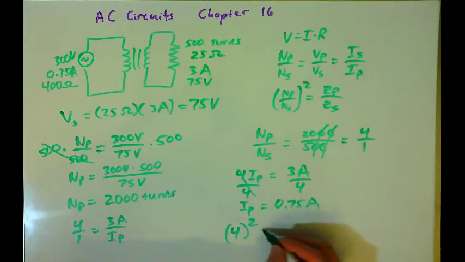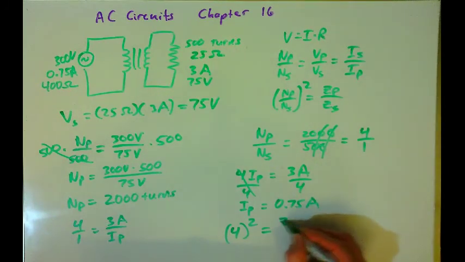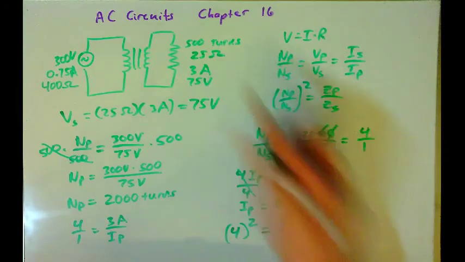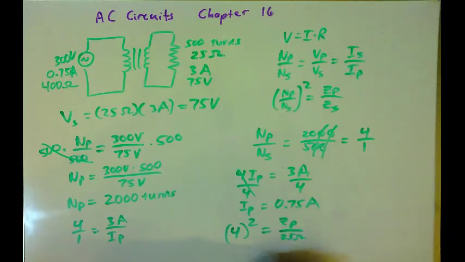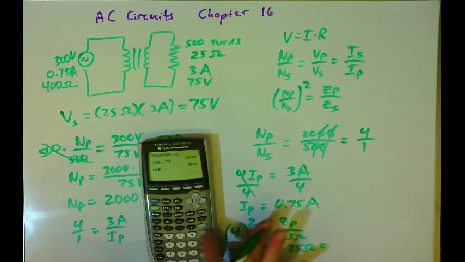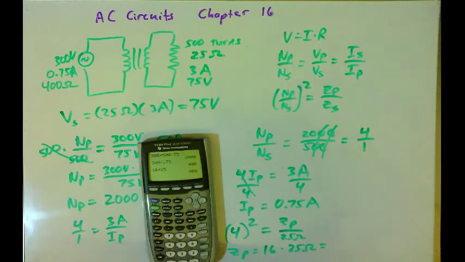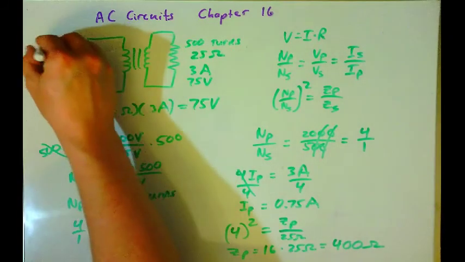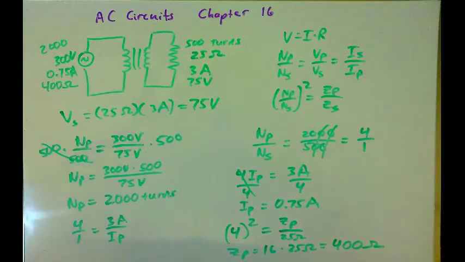That gets squared. And this should be equal to the primary impedance, which I'm going to check and see if I get the same answer, divided by the secondary impedance, 25 ohms. So the primary impedance should be 16 times 25 ohms, and 16 times 25 is 400. So you see I got the same answer. And so now we've solved for all of the information, 2,000 turns over here, and now we've solved the circuit.